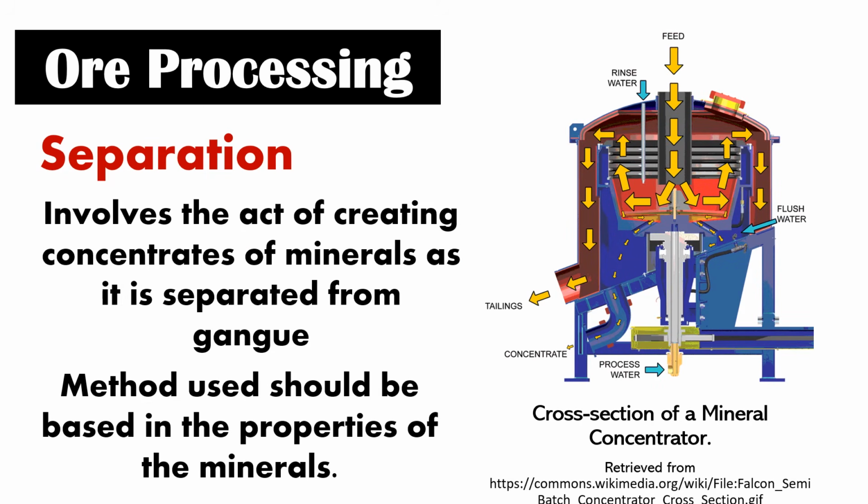After you have freed the mineral from the gangue, hiwalay na sila kumbaga or hindi na sila magkadikit, gusto mo naman ngayon totally paghiwalayin yung dalawa. So you want to do separation. So separation involves the act of creating concentrates of minerals as it is separated from the gangue. So different methods will be used dito sa separation, and these methods should be based from the properties of the minerals na hinihiwalay mo. Will ensure na effective yung separation process.